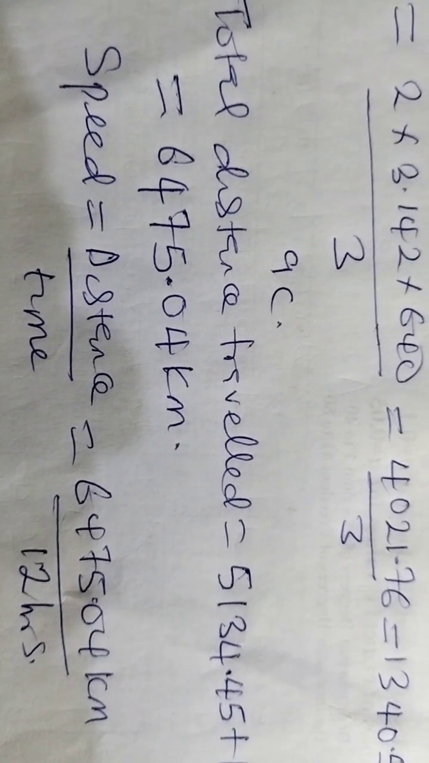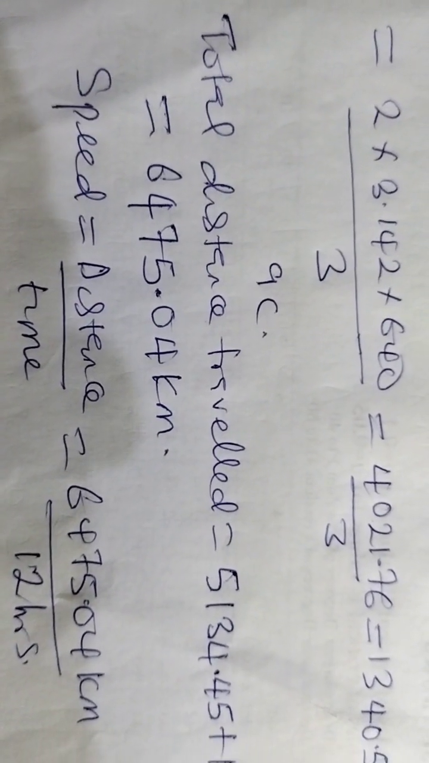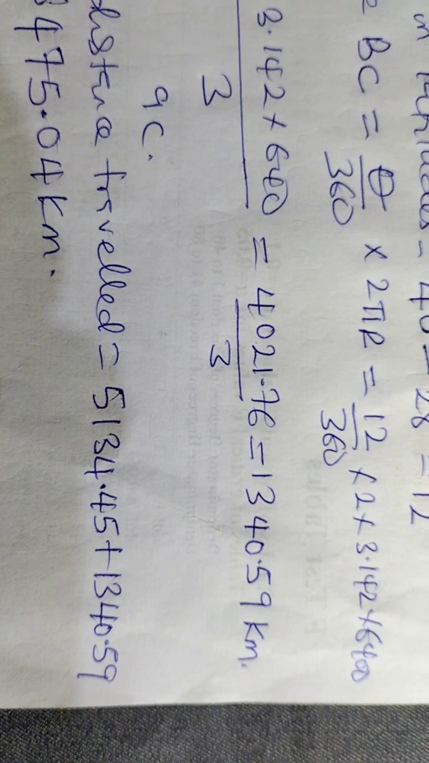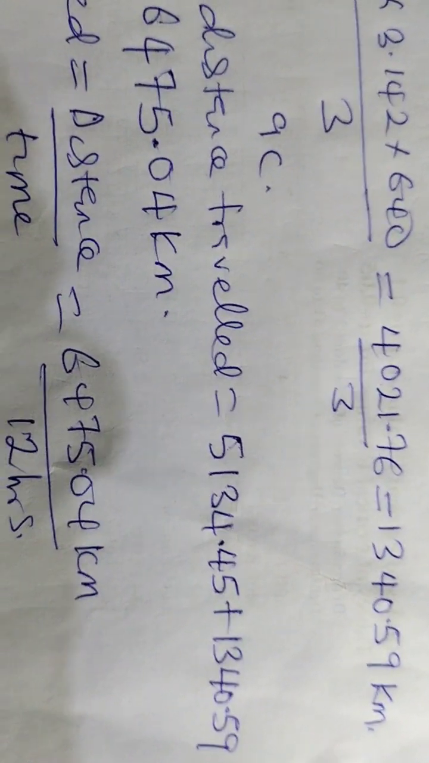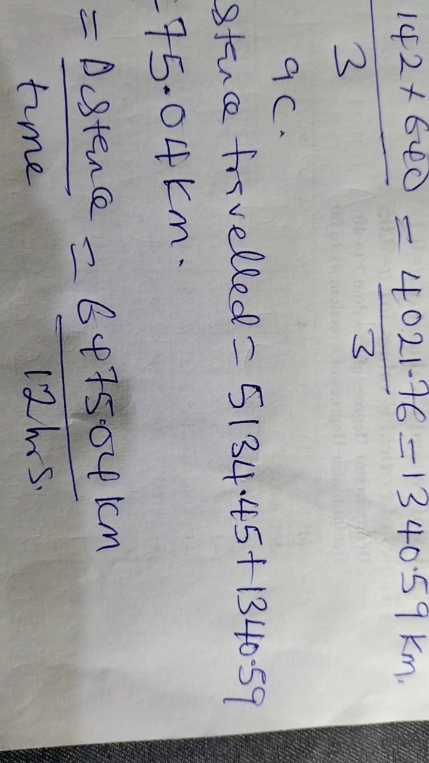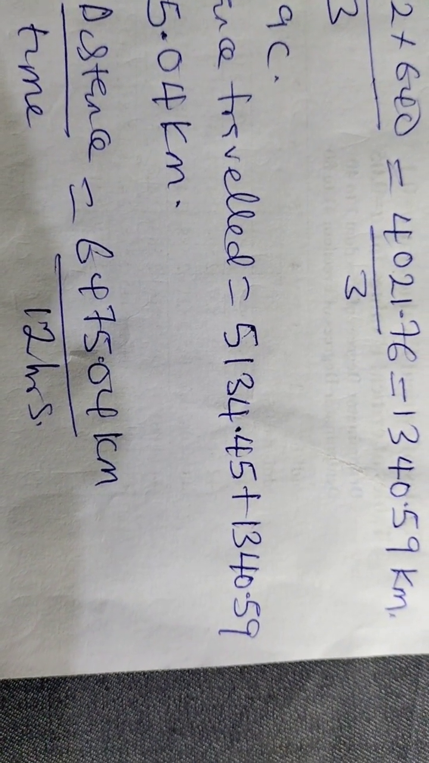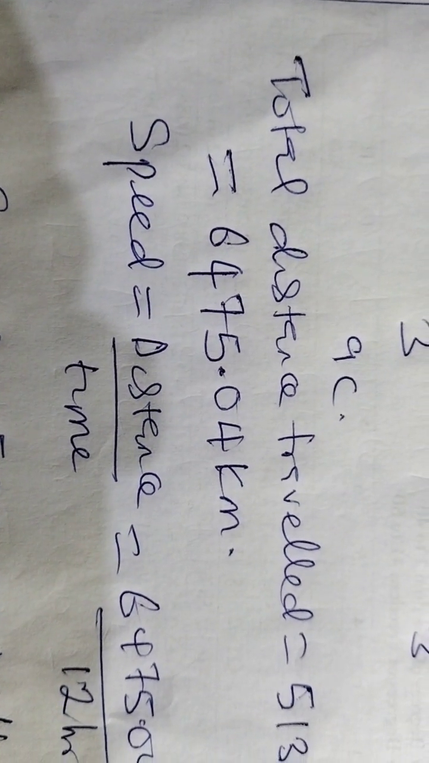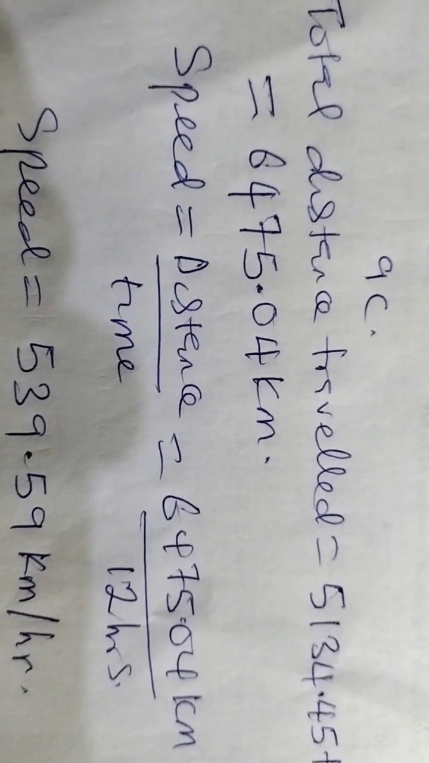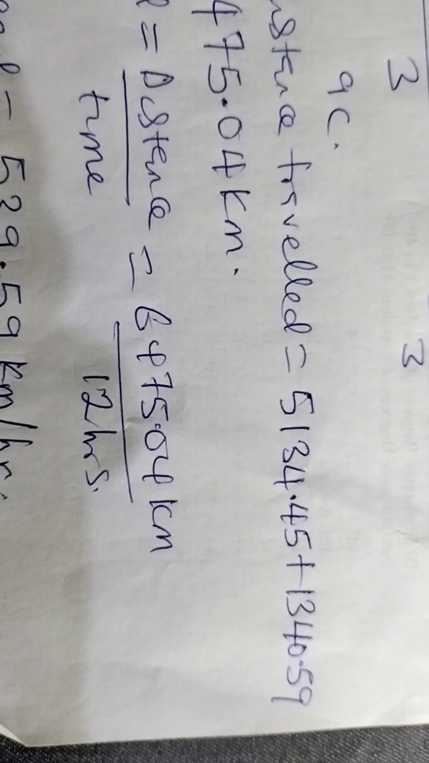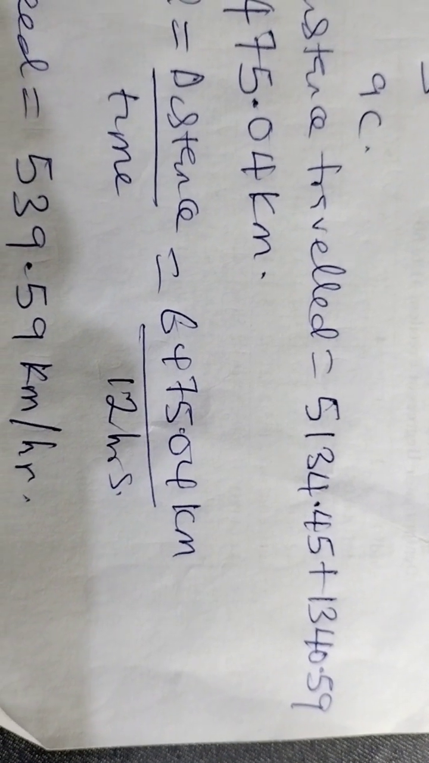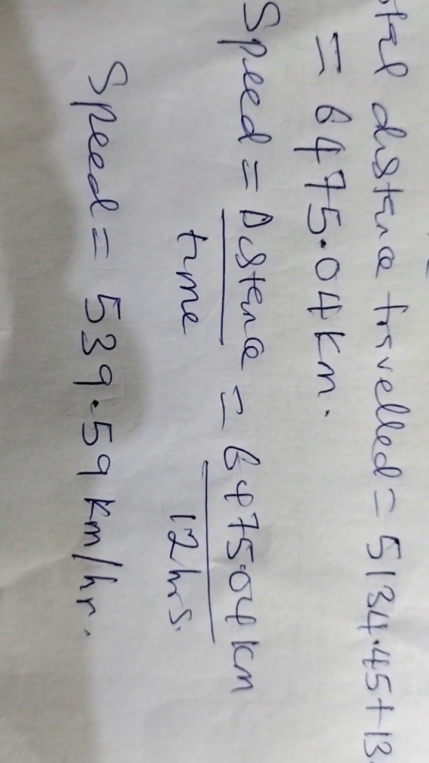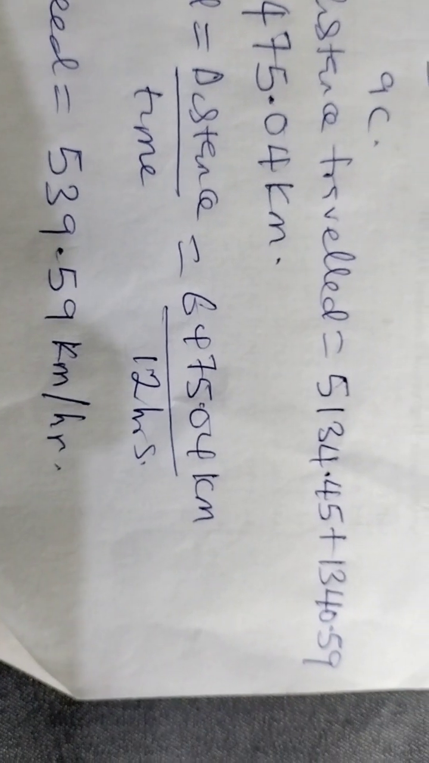plane from A to C. So we have to first find the total distance traveled from A to B and then to C. By adding the distances we calculated in questions A and B, we have 5134.45 plus 1340.59. Adding, we have 6475.04 kilometers. Then speed is distance over time. We now have 6475.04 kilometers over 12 hours. And that will give us speed as 539.59 kilometers per hour.